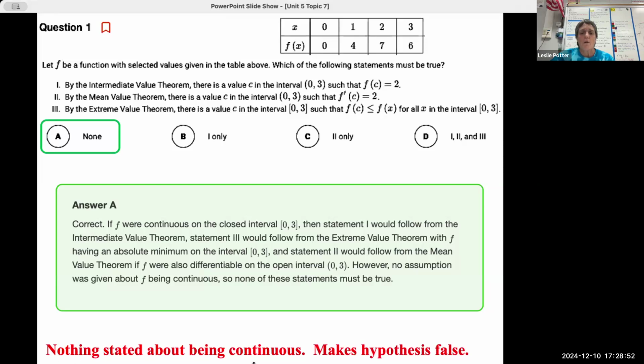So, once we violate the hypothesis, we can't draw a conclusion. We have to know it's continuous, and for the mean value theorem, we also have to know it's differentiable. Those are the hypotheses for each theorem.